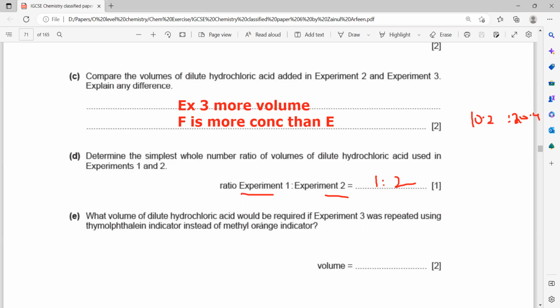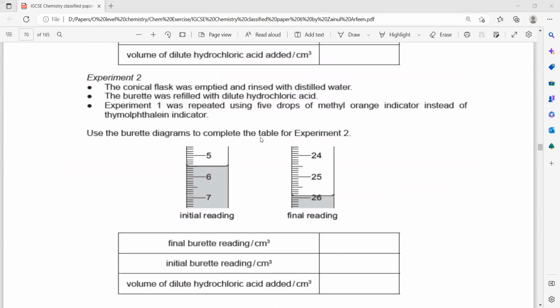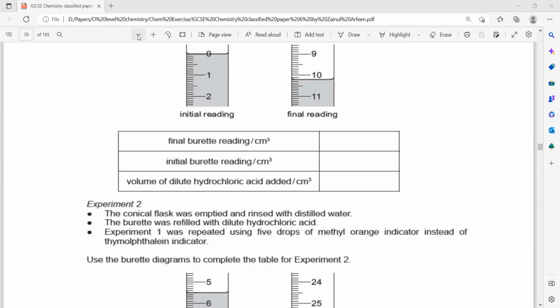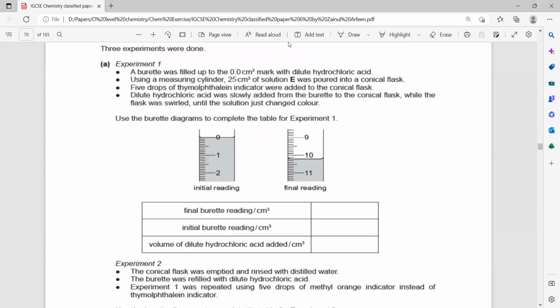Then what volume of hydrochloric acid would be required if experiment 3 was repeated using thymolphthalein indicator instead of methyl orange? There is a pattern for this on the first page, at the start of this question. They gave a pattern. So if you check, in the first one, when we use thymolphthalein, we need 10.2 cm³ for a complete reaction. The 10.2 cm³ of HCl is needed for a complete reaction.